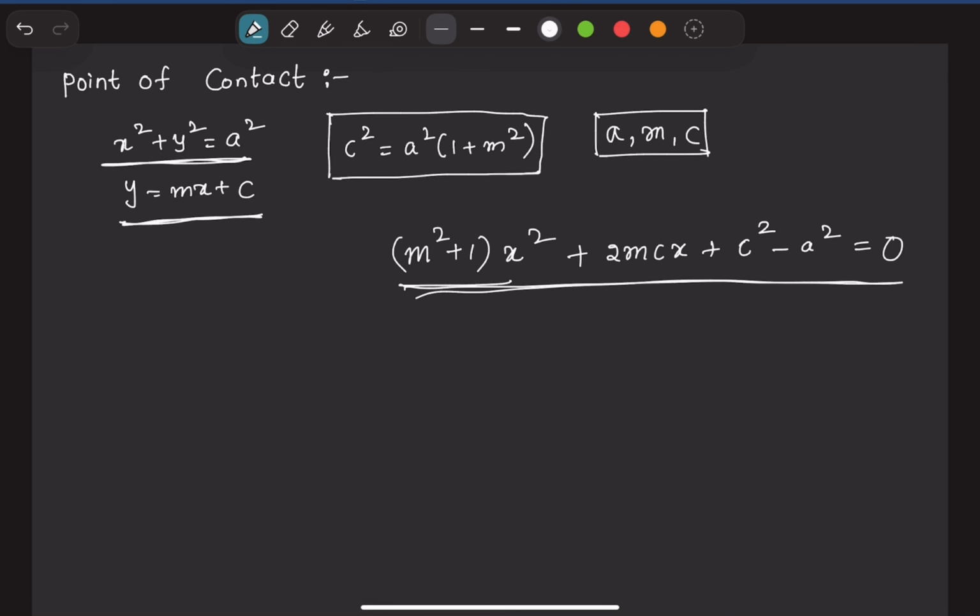So we know the condition for y is equal to mx plus c to be the tangent to this particular circle. Now we will find out the coordinates of the point of tangency as well. So this is your circle and this is your tangent. What if you are asked to find out the coordinates of this particular point, which is your point of tangency?